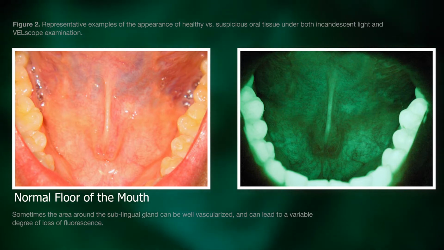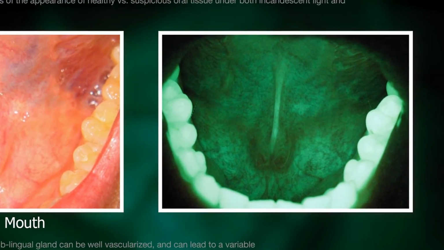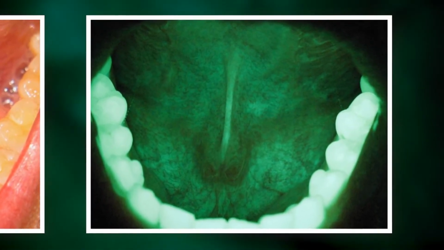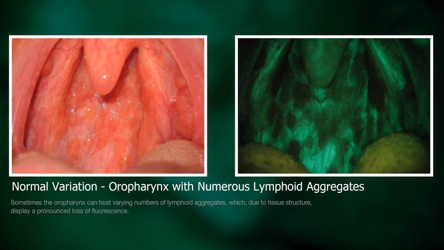On the other hand, the floor of the mouth is a common site for development of oral dysplasia and oral cancer in patients with a history of excessive use of tobacco and alcohol. That area deserves careful visual and VELscope VX observation.